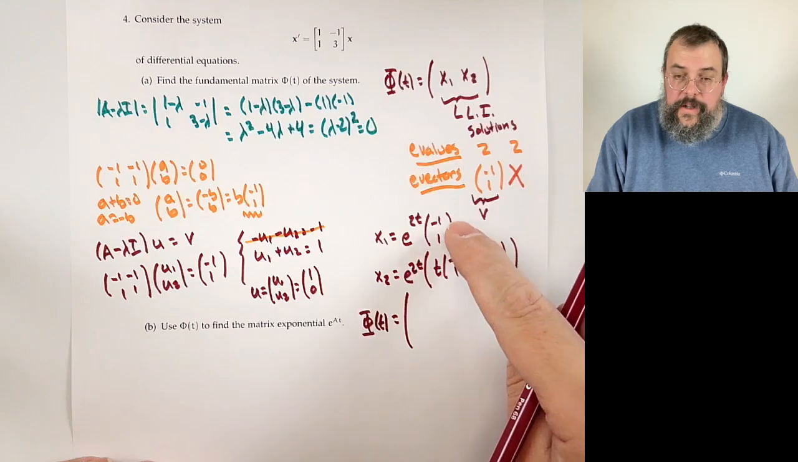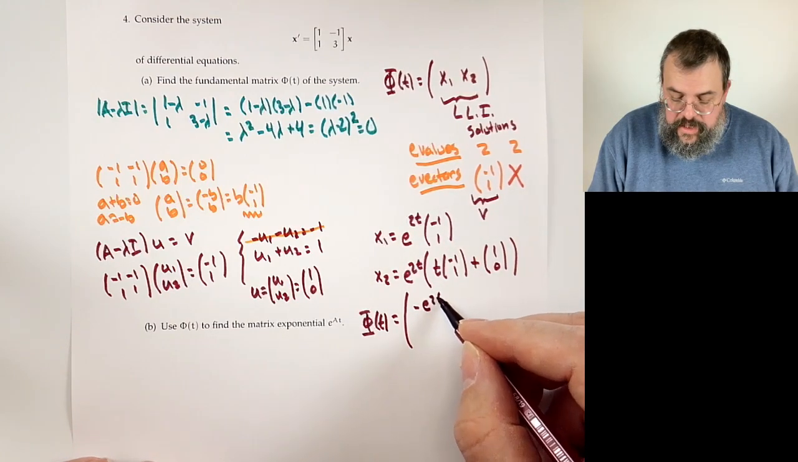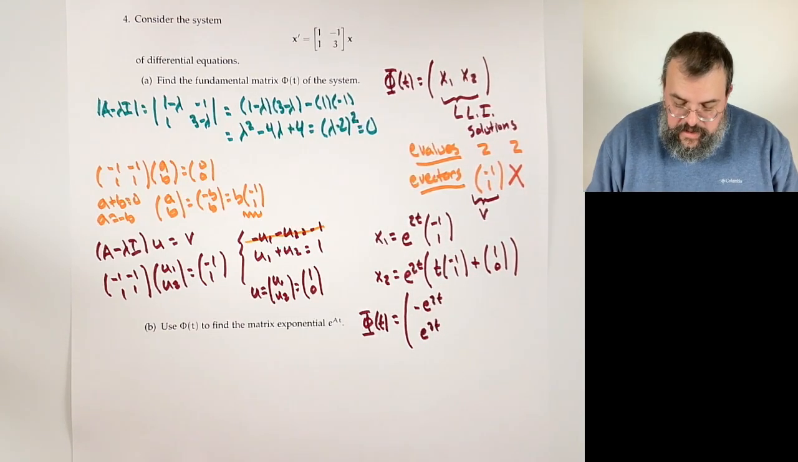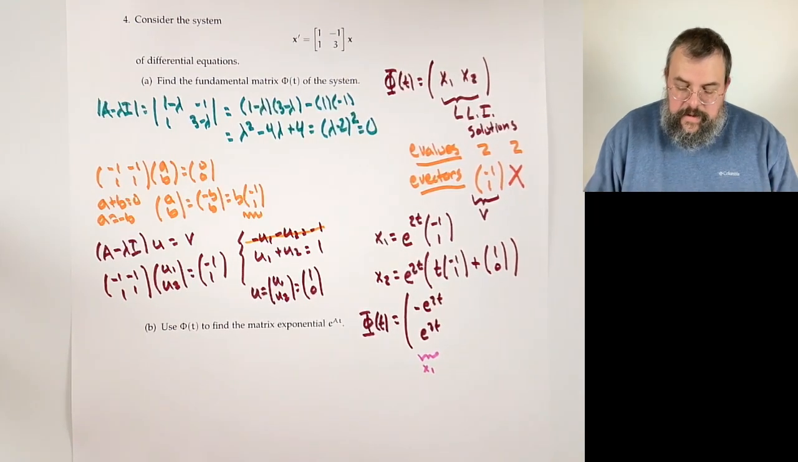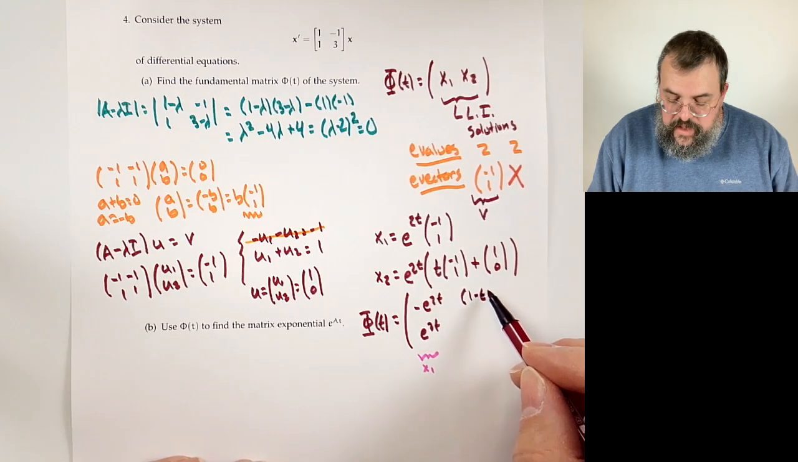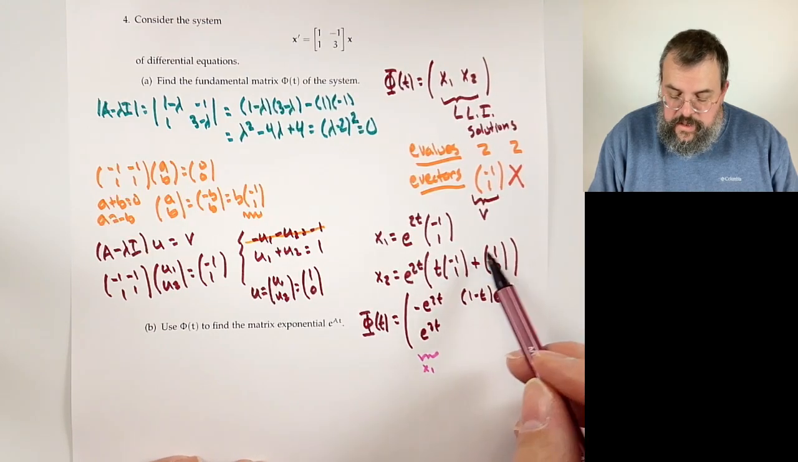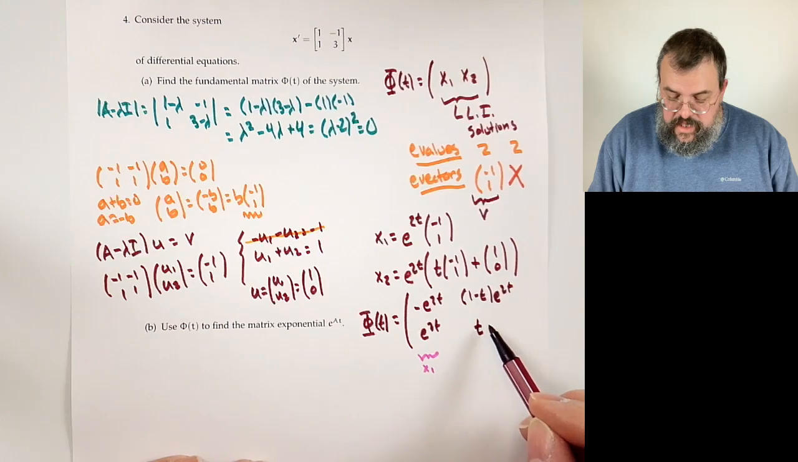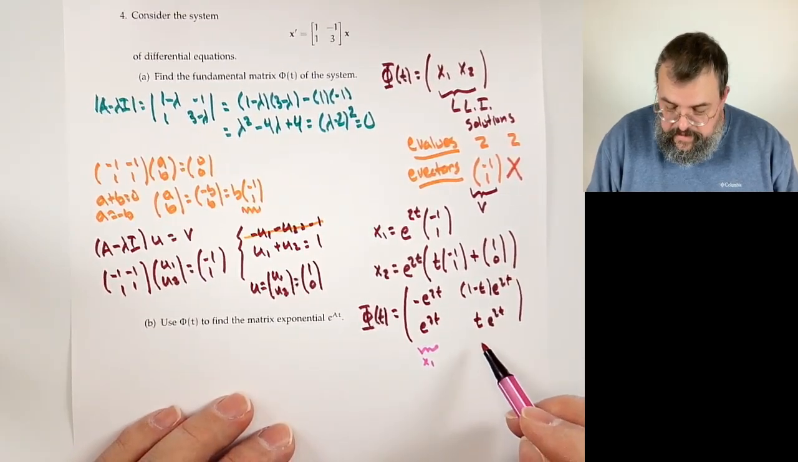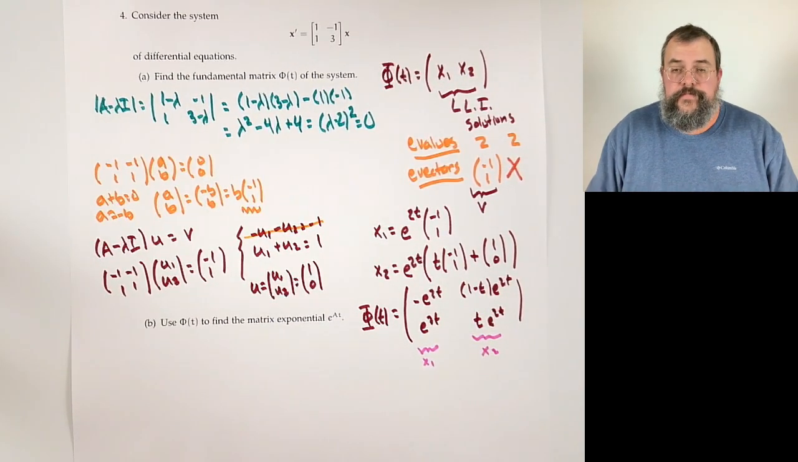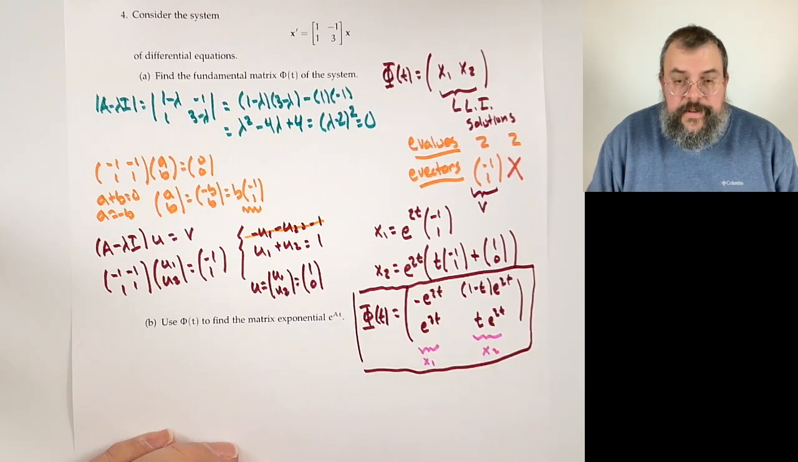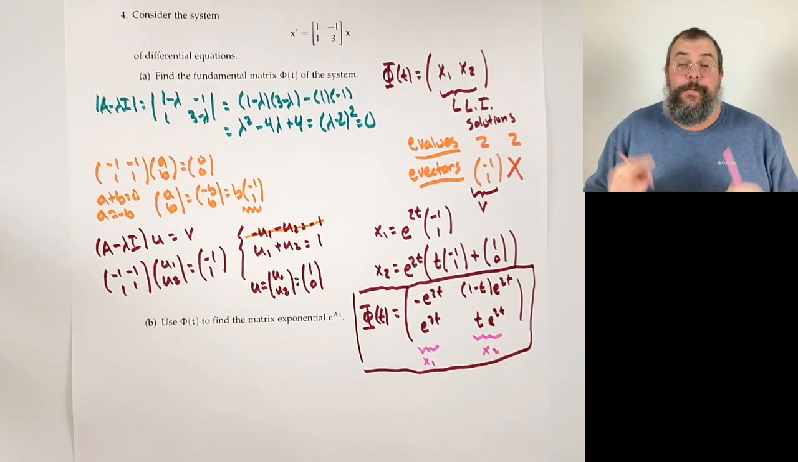So phi of t, well, we have minus e to the 2t, e to the 2t, that's the x1. Okay, so I'm just going to make a little note here. This is our x1. And then x2, well, we have our 1 minus t, e to the 2t, 1 minus t, and then we have our t, e to the 2t. So this is our x2. So there we go. There's our phi of t. And we're done with part A.